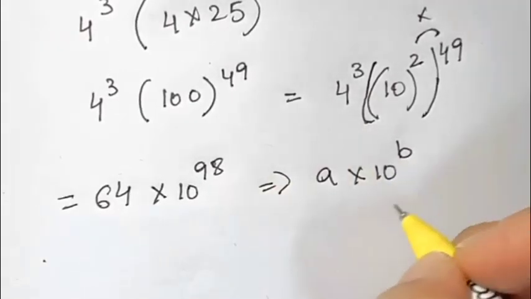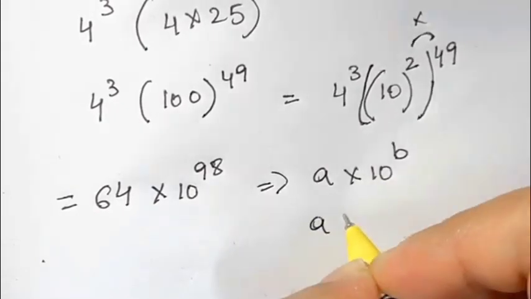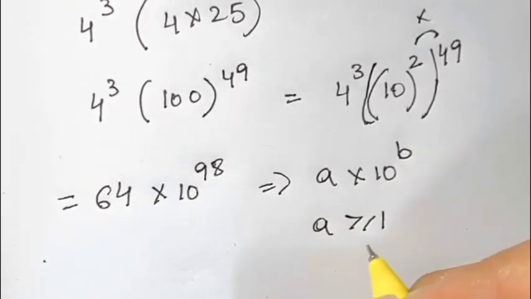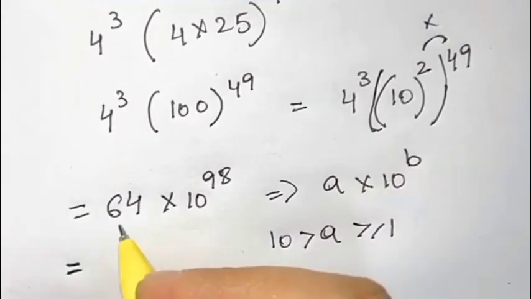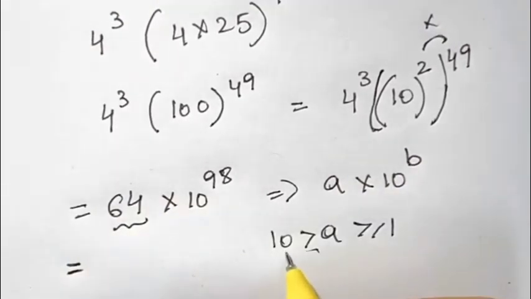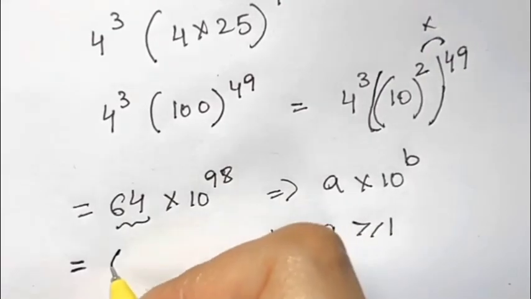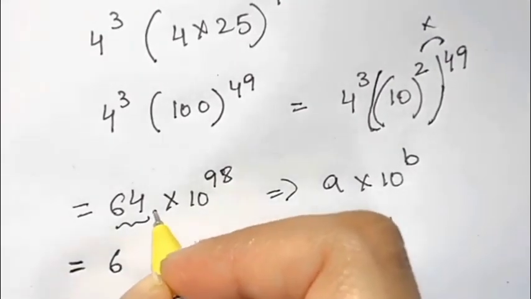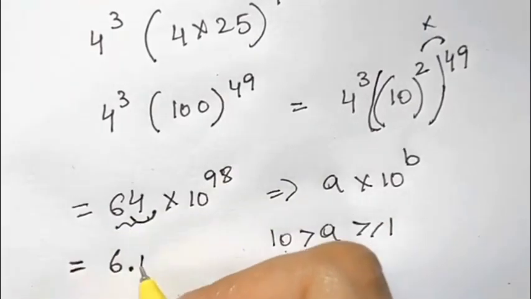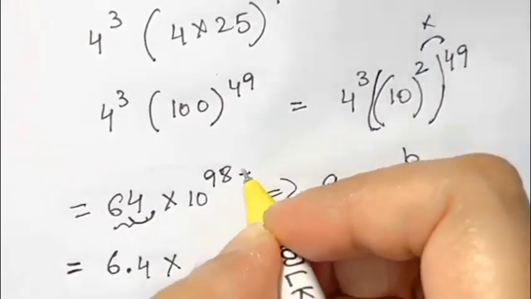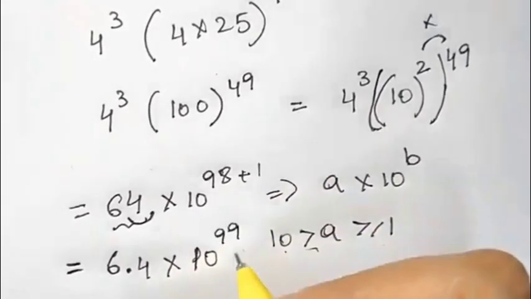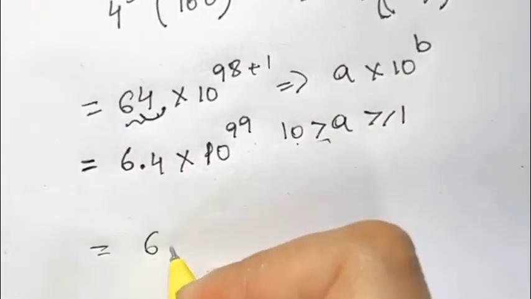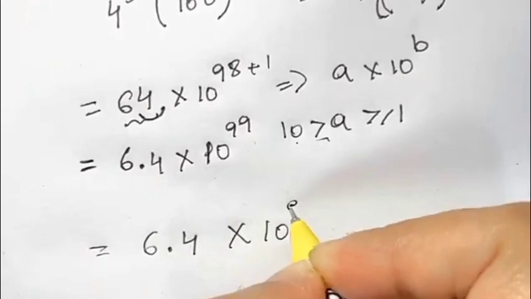But here a should be greater than or equal to 1 and smaller than 10, and b is just an integer. This term has to be lesser than 10, so we have a decimal; move it one slot towards the left, it becomes 6.4, and then here you add plus 1. When you move the decimal, 10 to the power of 98 plus 1 is 99. So your answer here is 6.4 into 10 to the power of 99.